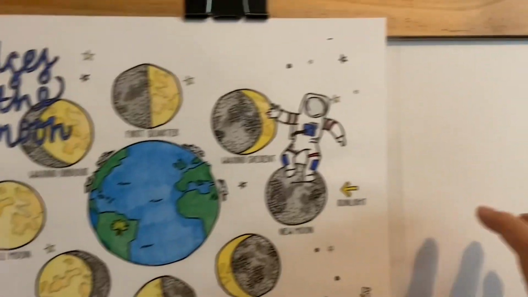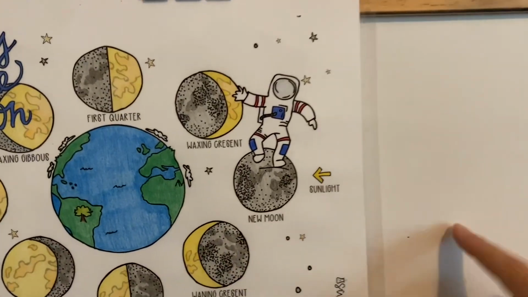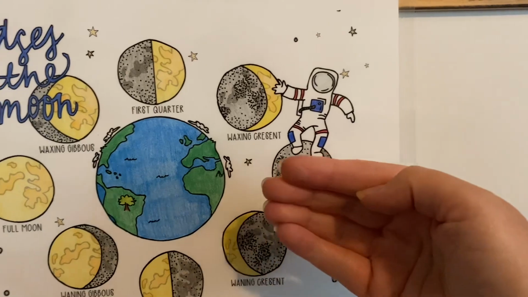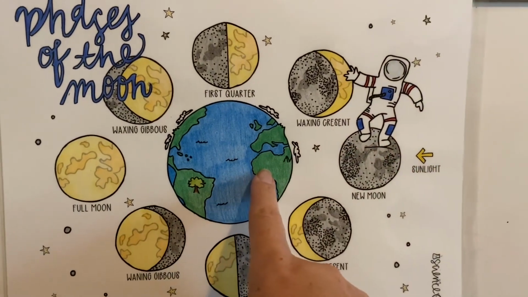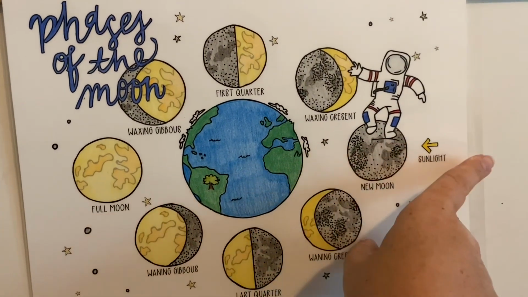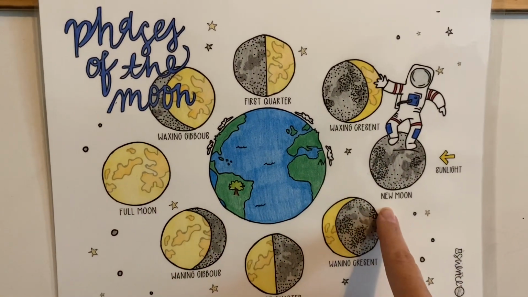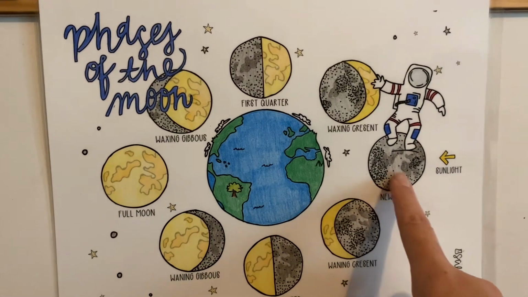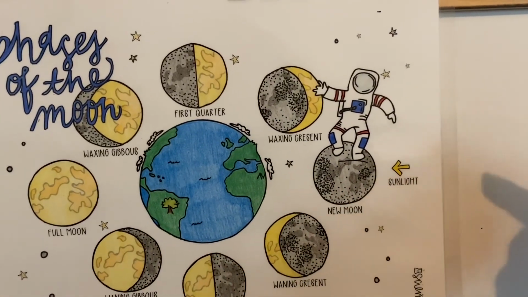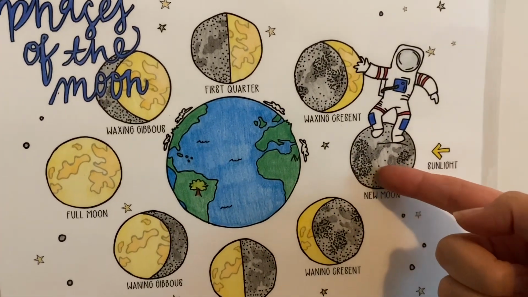Let's pretend that we have a sun over here and the sunlight is shining down to earth. If I'm standing on earth and looking at the moon, there is not a reflection. This new moon is also called a dark moon because the sunlight is not reflecting from the moon.